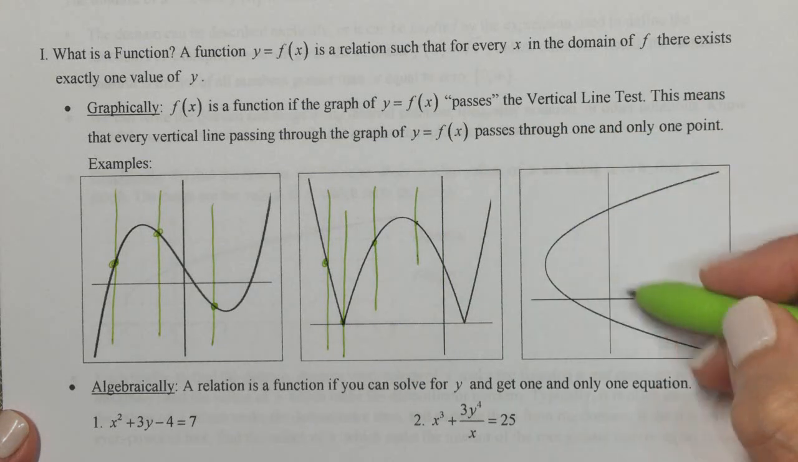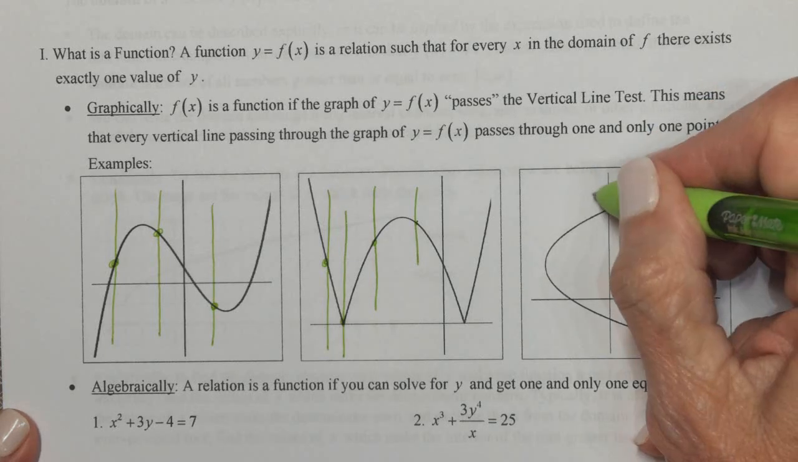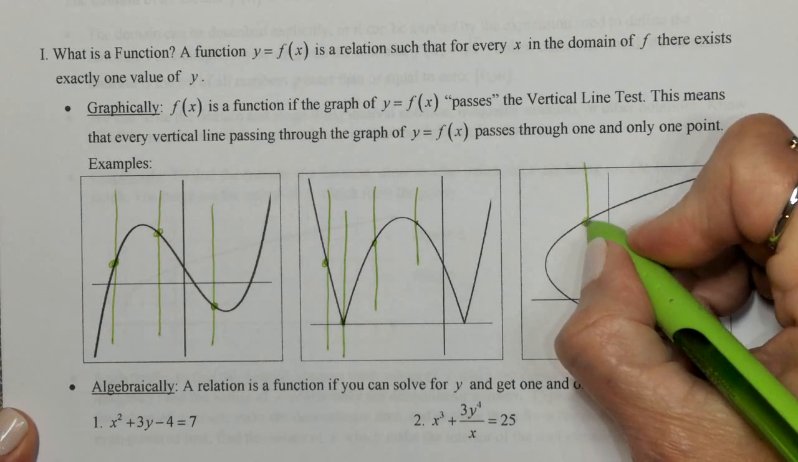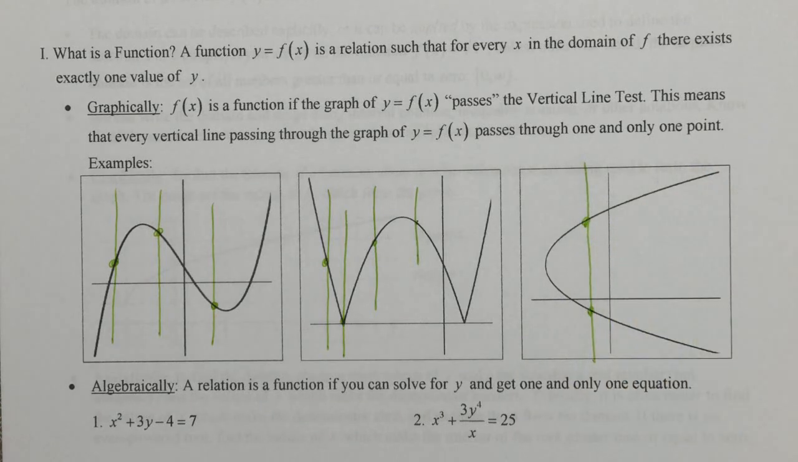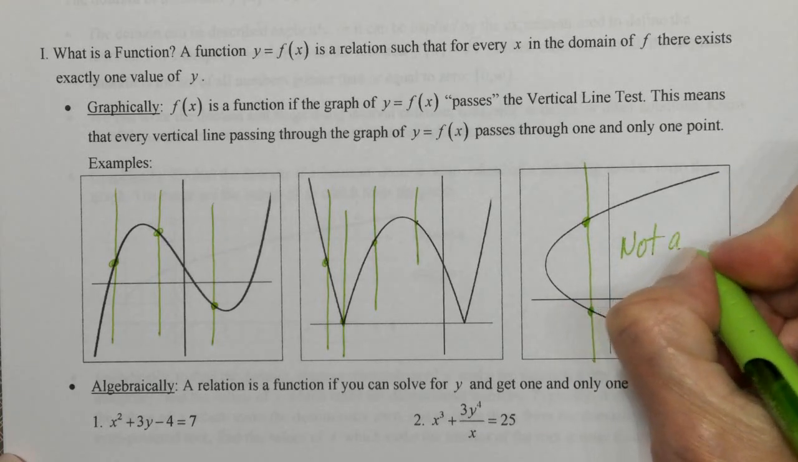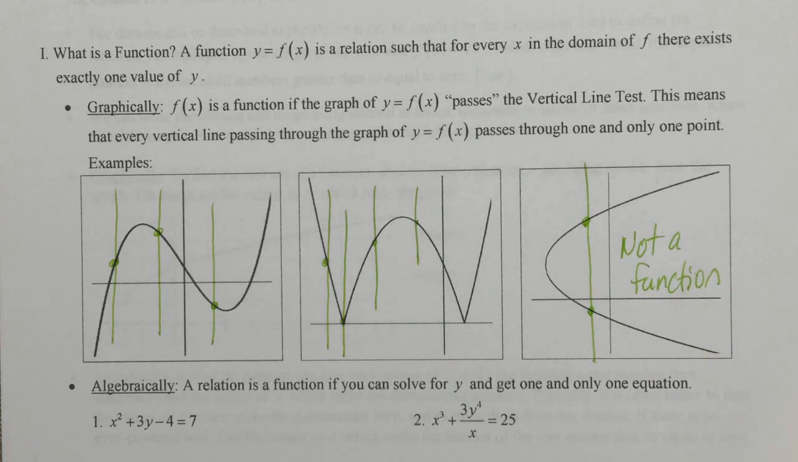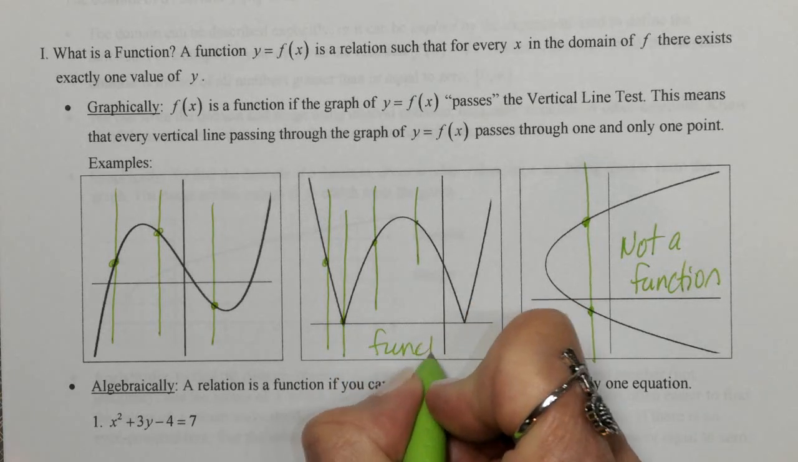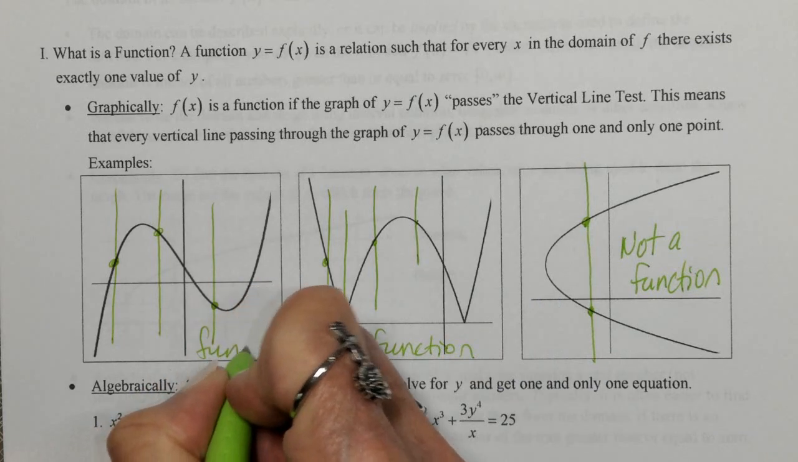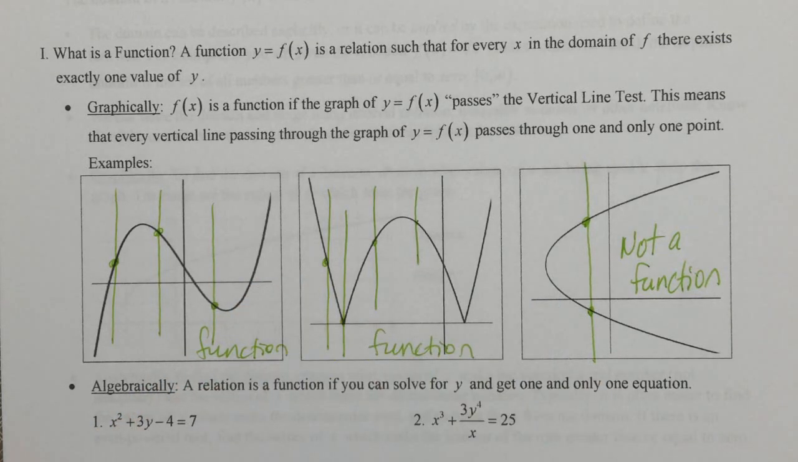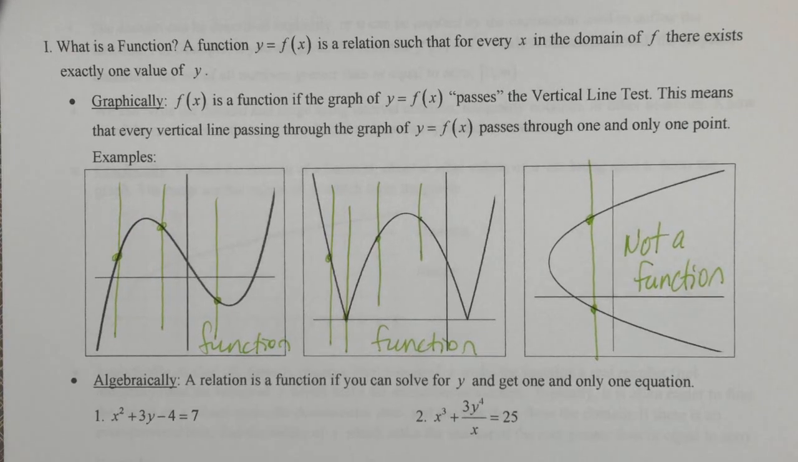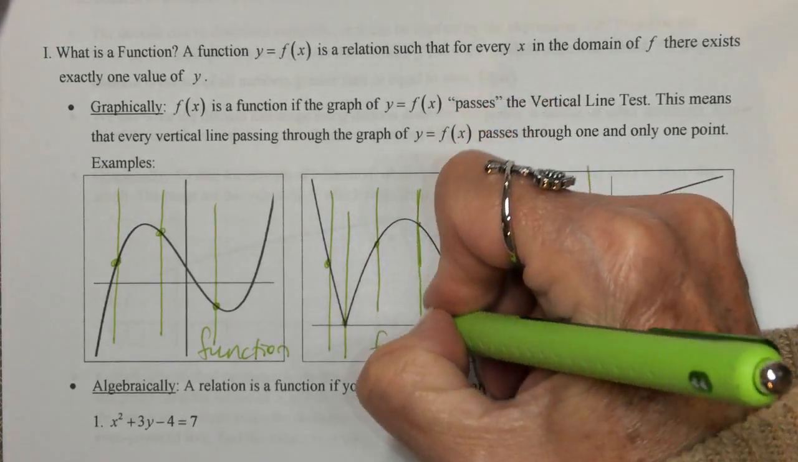For this curve, though, I can draw a vertical line that passes through more than 1 point. So this one is not a function. It is a relation. I can completely draw a curve. I can do lots of things with it. It's very useful, but it's not a function. Both of these are functions. Okay? So graphically, determining if something is a function or not is very easy to do.